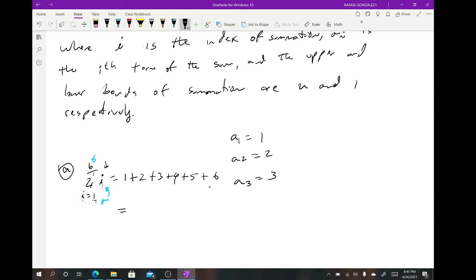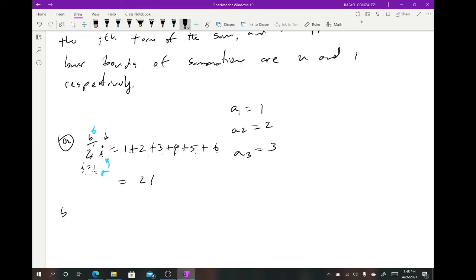And this sum, if you add it all up, will be equal to, let's see, 10, 15, 20, 21. Let me count that again. 10, 15, 20, 21. Yeah, 21.